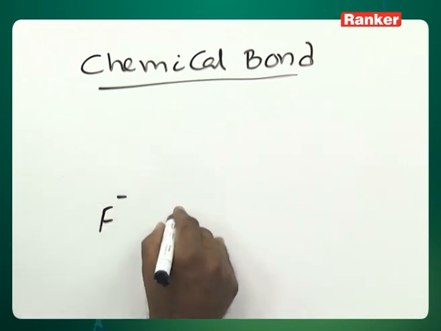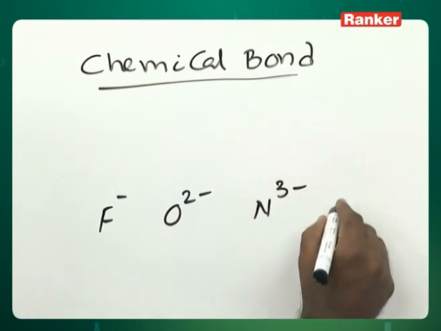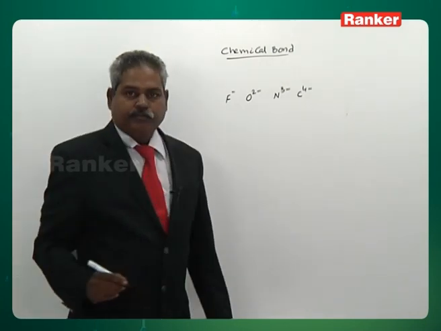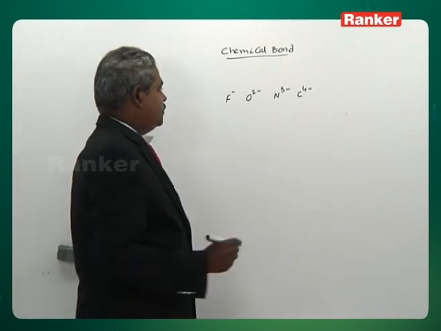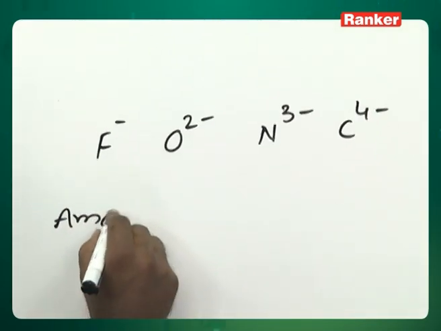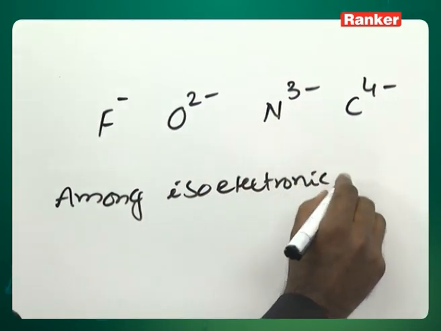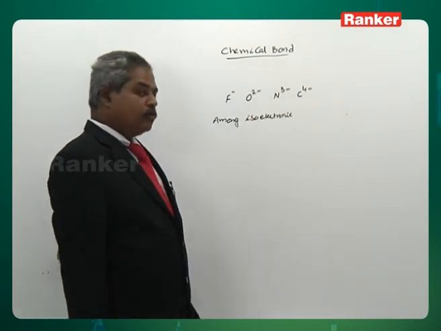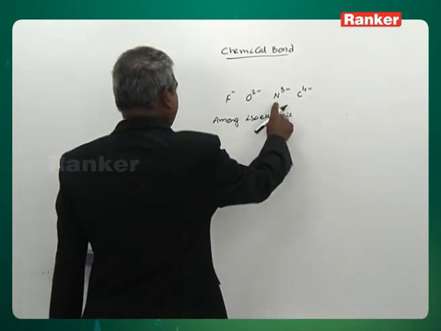F minus, O2 minus, N3 minus, C4 minus. Among these ions, the sizes, the radius among isoelectronic species. F minus, O2 minus, N3 minus, C4 minus. These are all isoelectronic. Isoelectronic in the sense they have an equal number of electrons: 10, 10, 10, 10.